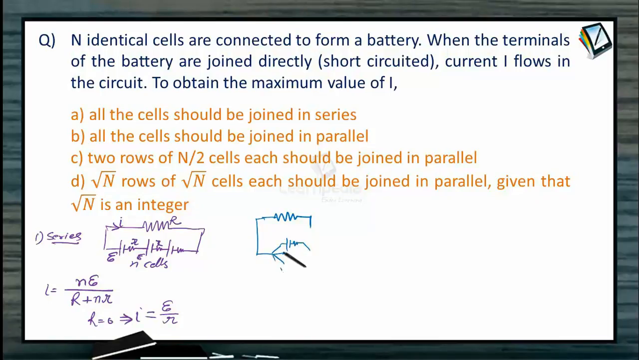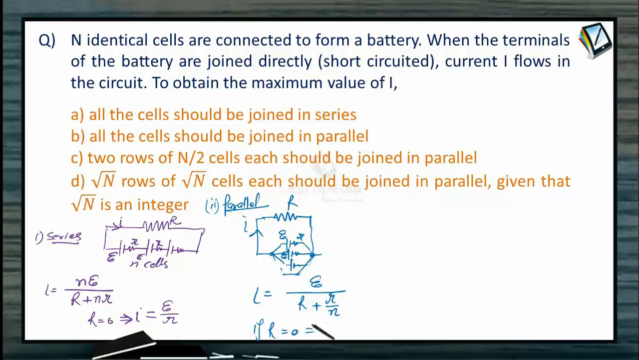Internal resistances are there, their EMFs are there, so all are connected in parallel. Then we can see that effective EMF between these 2 points will be the same as the single cell EMF. I is the current, suppose in this second case of parallel combination, then I will be equal to E divided by capital R plus small r divided by small n, because these resistances are connected in parallel with each other. So here you can see, if capital R is equal to 0, then in that case I is n times E divided by small r.